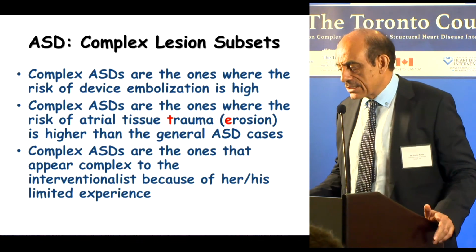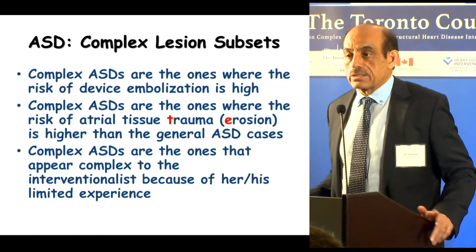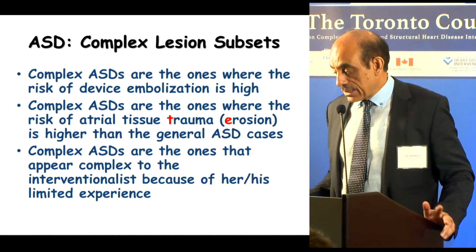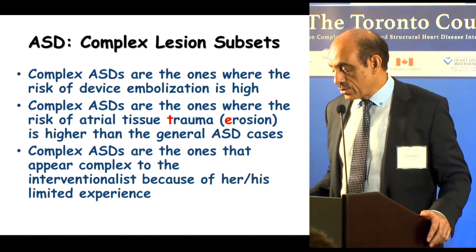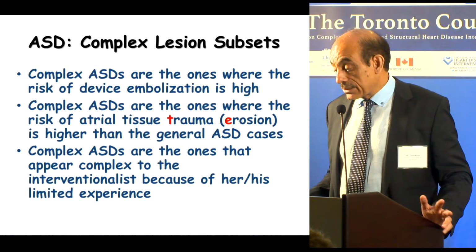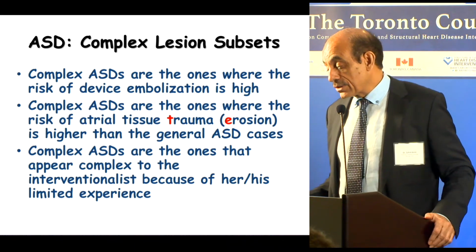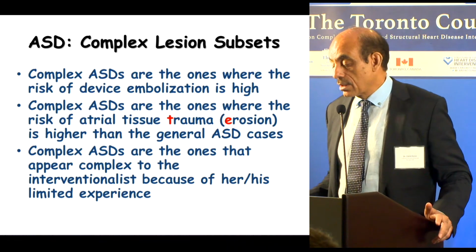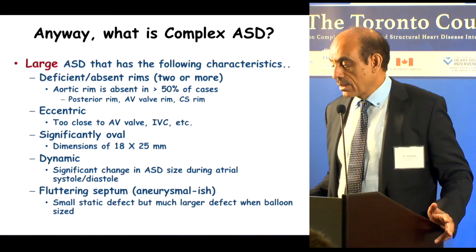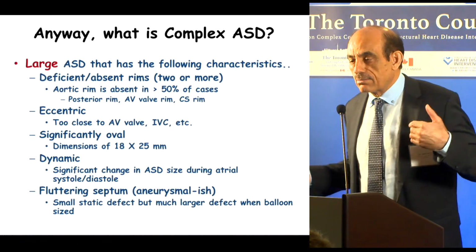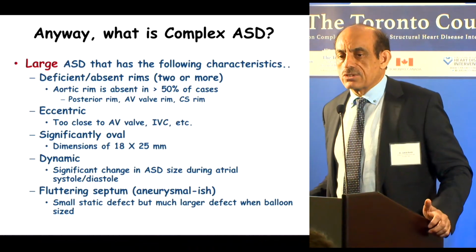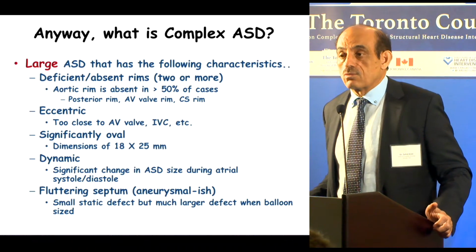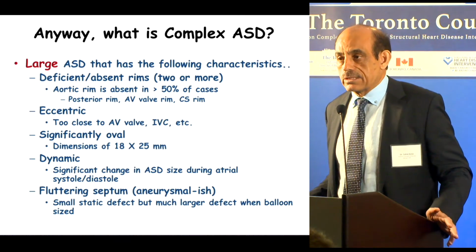And then complex ASDs are the ones where the risk of device embolization is high, and the ones where the risk of tissue trauma, which causes erosion, is higher than in the general ASD closure population. Complex ASDs are also the ones that appear complex with intervention because of the operator's limited experience. So anyway, in my mind, what is a complex ASD? A very large ASD that has more than 2 rims deficiency is a complex ASD.